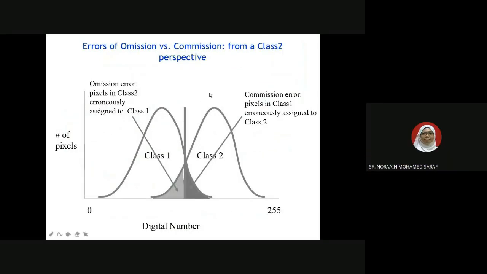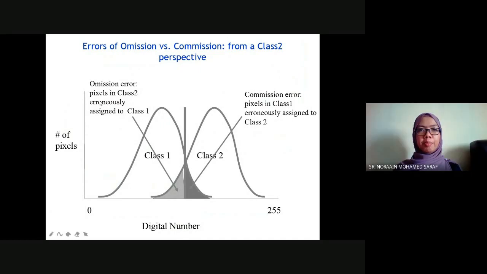So error of omission versus commission from a class 2 perspective. Jadi error. So ini adalah error of omission. Yang ini adalah commission error. Omission ni tadi dekat dalam reference source tadi. So, yang dekat dalam reference source, kalau ada 10 reference source, 8 betul, sama. Lagi another tu tak sama. So ini adalah error of omission.